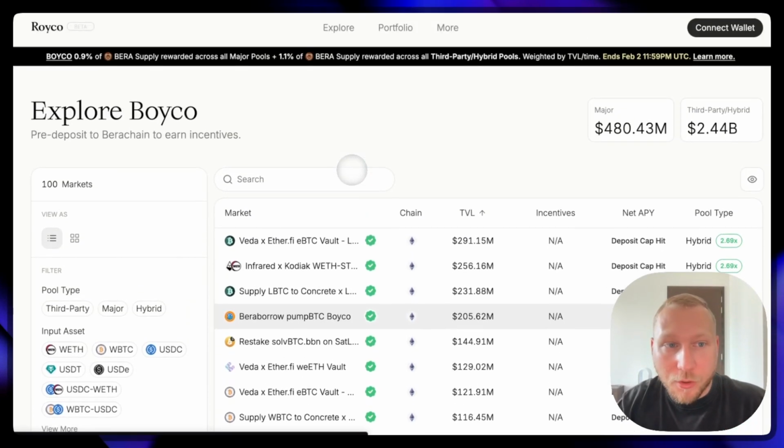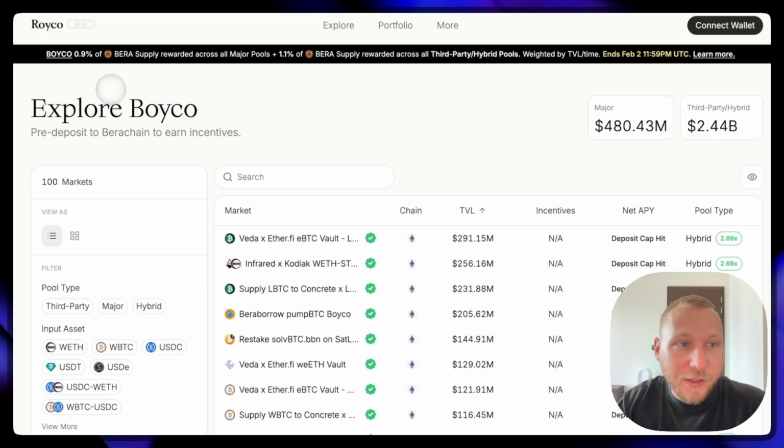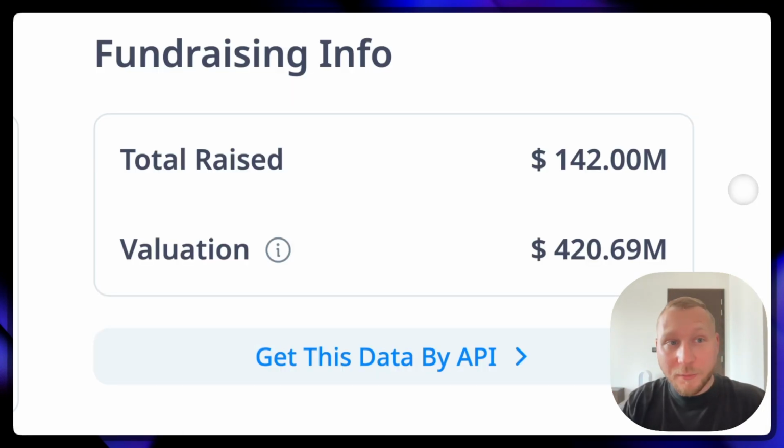and many, many more. And in fact, this campaign is also incentivized with 0.9% of the Bera supply rewarded for major pools and 1.1% for third-party or hybrid pools. But not only did they manage to attract billions in liquidity, but they also raised a ton of money.